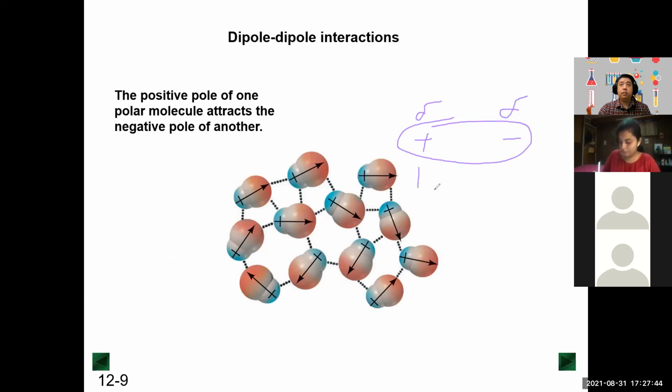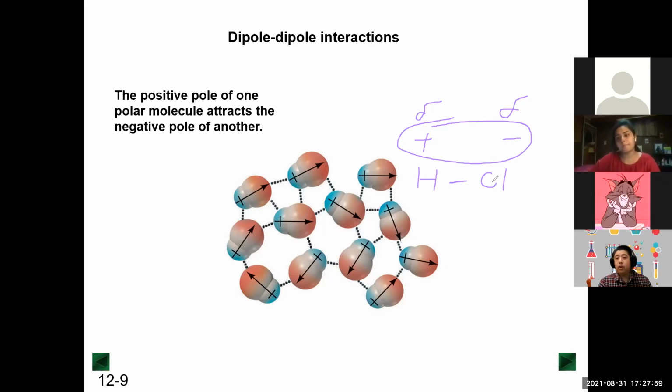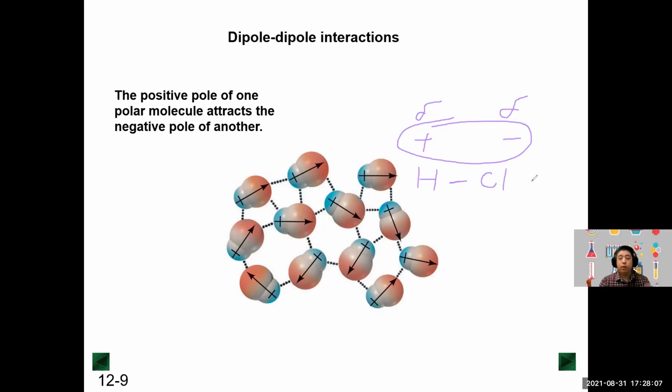So what that essentially means, if I go ahead and draw an example here, HCl, this molecule, how many of you remember the term electronegativity? You can click the raise hand button if you remember it, or at least you've heard of it. I'm hoping all of you have heard of it. Okay. So which one of these is more electronegative? You can pull information from high school chemistry or from college chemistry. Chlorine, right? So chlorine is more electronegative.